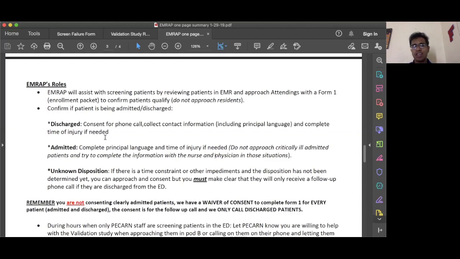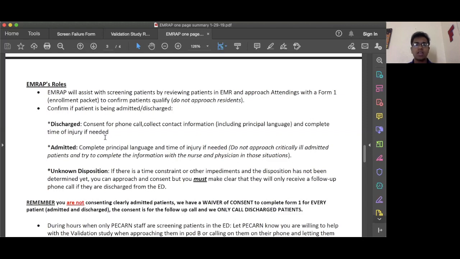If the patient status is unknown, we want to wait until we know the patient status. However, if there's a time constraint or there's no RAs after you who can follow up on the validation that you screened for, we are going to approach and consent, but we're going to have a different script in which we state that they are going to only receive that follow-up phone call if their child is going to be discharged from the ED. So let's say the patient is going to be discharged.